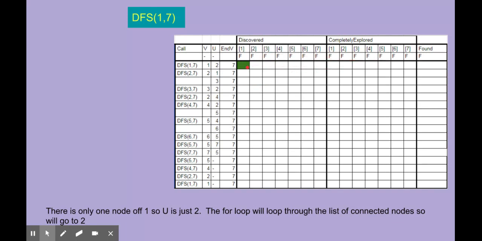Once you've got a green in there, it's not going to change, but you just put a square to show it. So there's only one node off 1. So U becomes 2. The for loop will loop through the list of connected nodes. So we will go to 2. So 2 is the next thing connected.